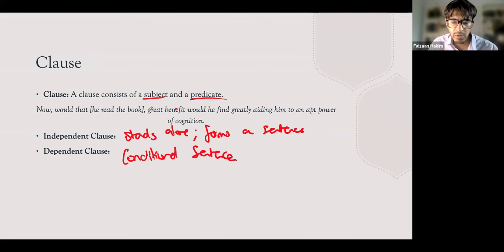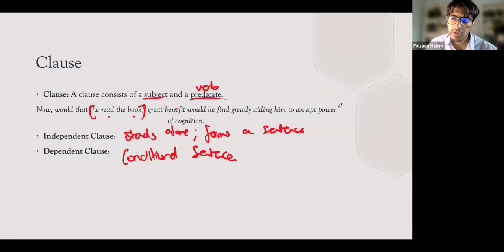Now, would that he read the book, great benefit would he find, greatly aiding him to an apt power of cognition. So I phrase this in quite a wordy and florid manner, but the point is that it doesn't matter. He read the book, right? Subject, he; predicate, read the book. In English and most languages, the predicate is always going to be a verb. In fact, some definitions say that a clause is simply a subject and a verb. So the clause is a subject and a verb.